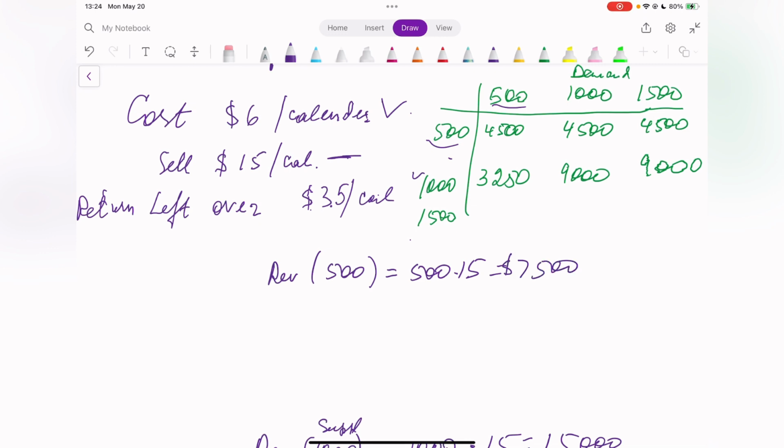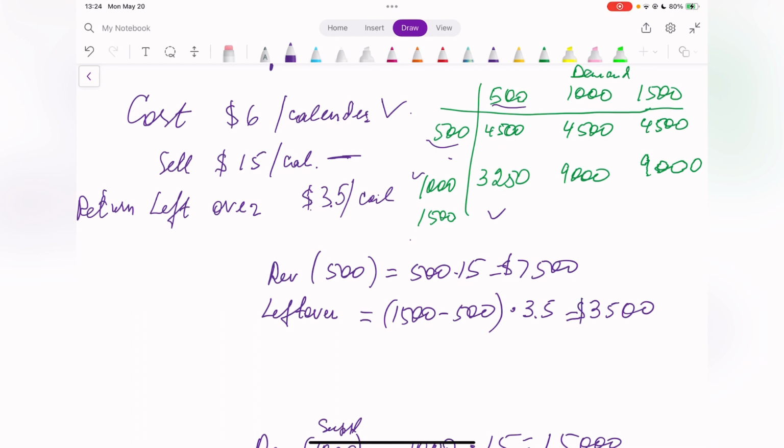Leftover, how much we have left over? We have 1,500. We're doing this one, right? Leftover is going to be 1,500 minus 500. We realize 500 and leftover 1,000, and we can sell, return it for $3.50. So we get here 1,000. So 3,500.